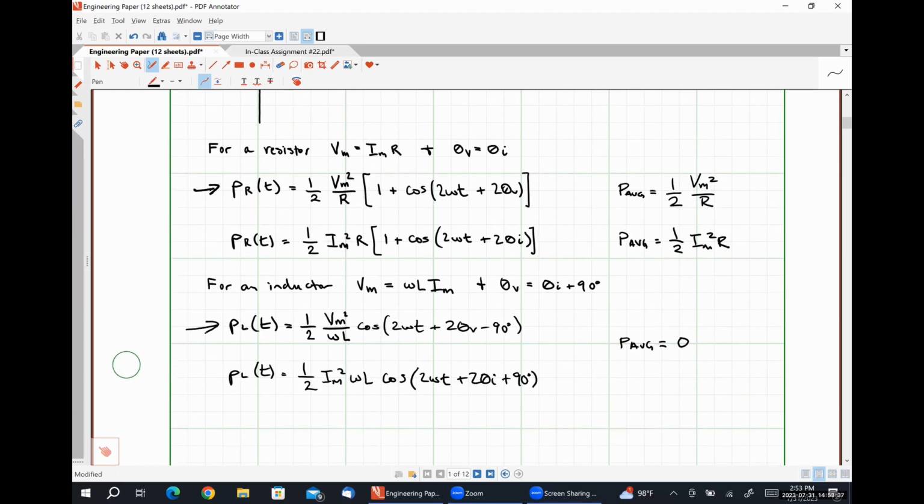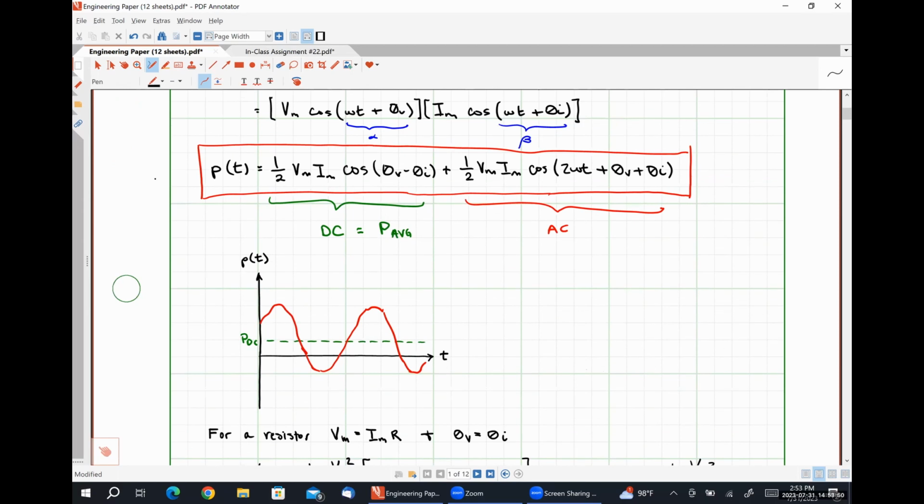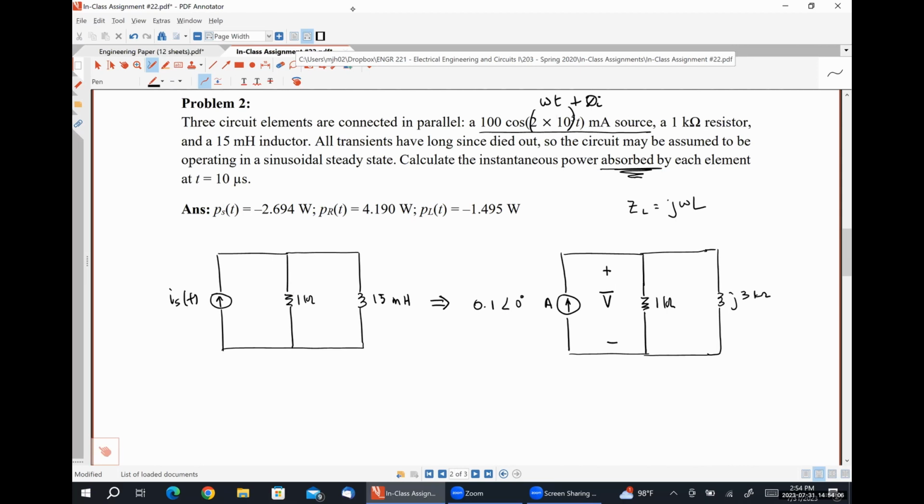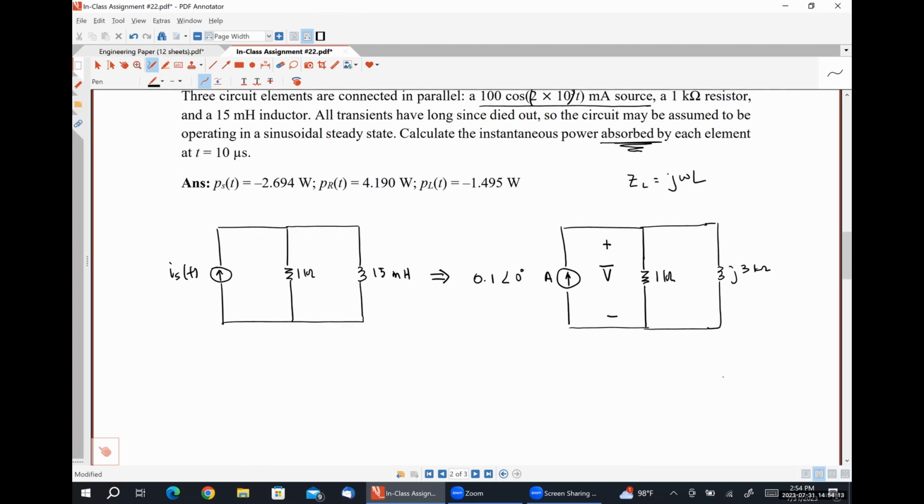Here, I have an equation giving me the instantaneous power absorbed by an inductor, also only in terms of the voltage. For my current source, I'm going to have to use this relationship, but I already know the current through my current source, so the only other piece of information I need is the voltage. So if we can find the voltage, we have everything that we need. So how do I find the voltage phasor V for this system?